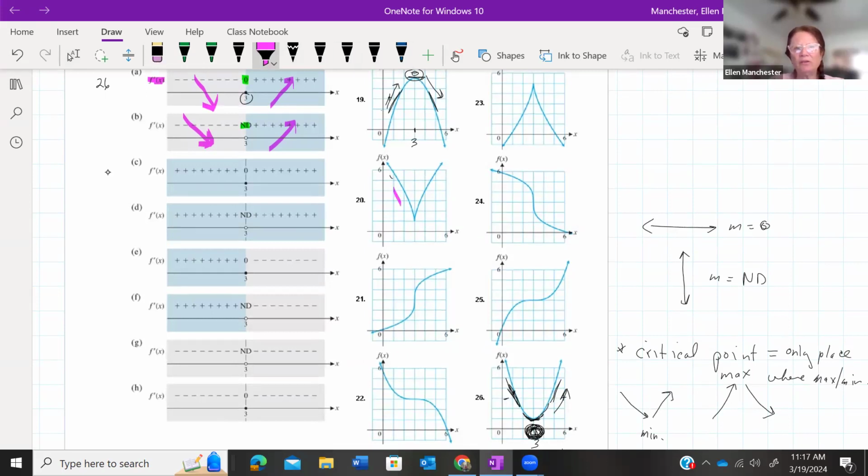We had a decreasing, so we're good there. Then it went to vertical, so we're good there. And then it went to increase. Good, so this is number 20. Okay, so any questions on what we're looking for?